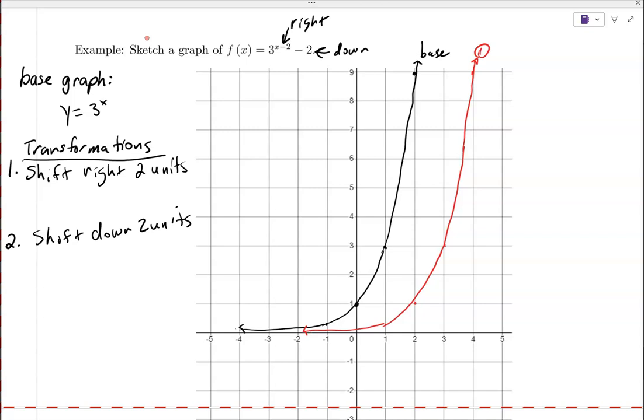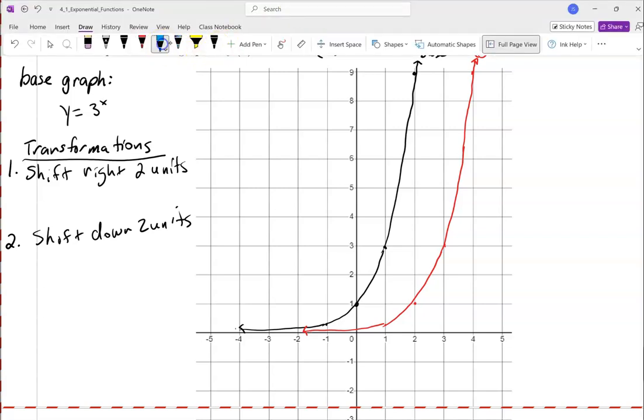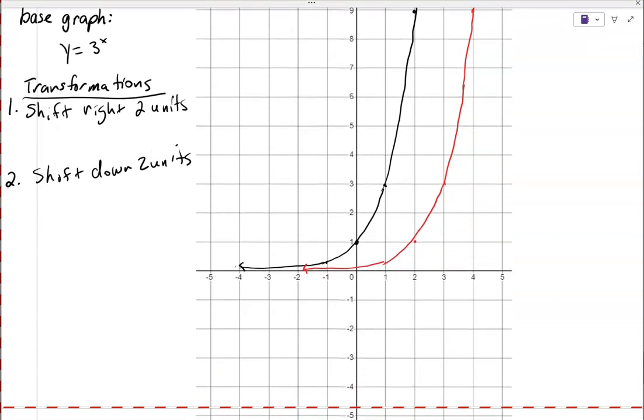Again, when we shift right, that does not shift your asymptote at all. However, when we shift down 2, that does change your asymptote. So our asymptote originally is y equals 0. We shift it down 2 to y equals -2. Then I can shift these other points down 2 as well. And finally draw my final graph here.